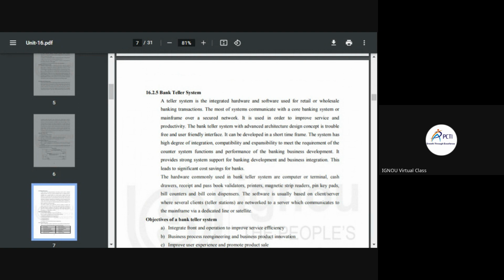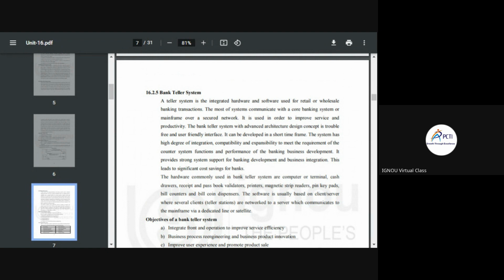The bank teller system has an advanced architecture designed with a trouble free and user friendly interface, and the system has a high degree of integration, compatibility, and expansibility to meet the requirements of the counter system functions and performance of the banking business development. It also provides strong system support for banking development and banking business integration.